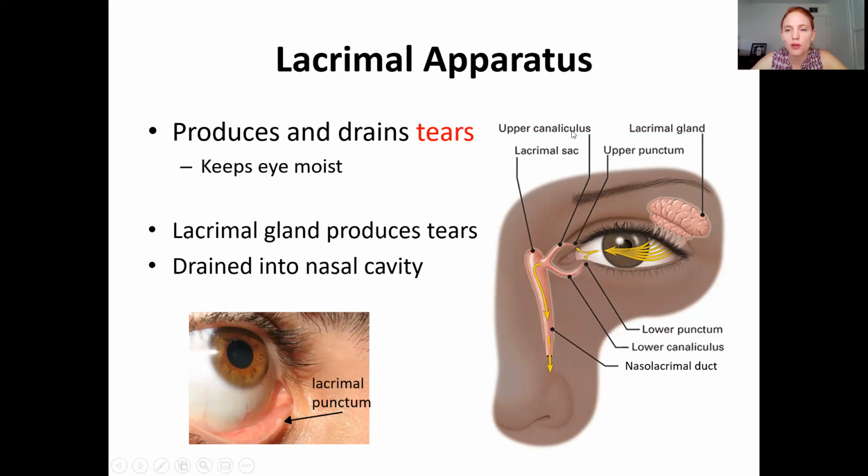Okay, so again, lacrimal apparatus refers to all of those structures that make and then drain those tears. And the tears are important to keep the surface of your eye nice and moist. And those of you who have ever had dry eye symptoms, you really see it. It feels quite irritated.